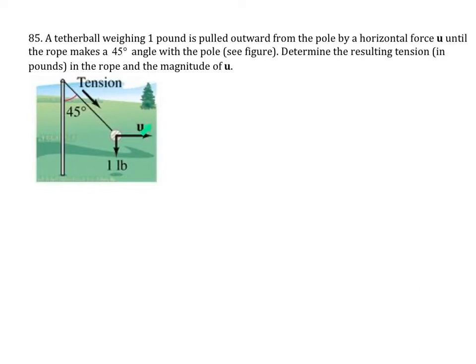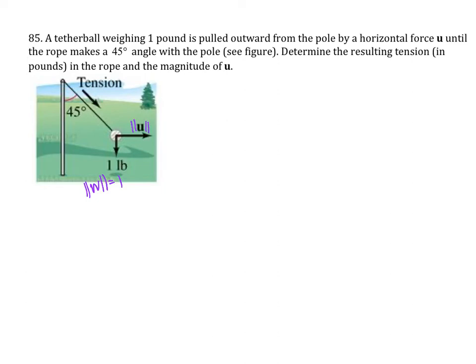So we're trying to find the magnitude of U. And so we can call this here 1 pound. Let's call that W because that is our weight. And so really the magnitude of W equals 1. So let's label things that we know. We don't know the magnitude of U. We're trying to solve for that.